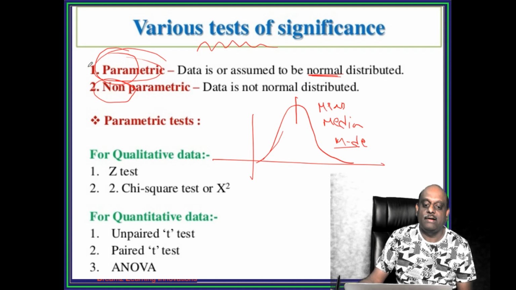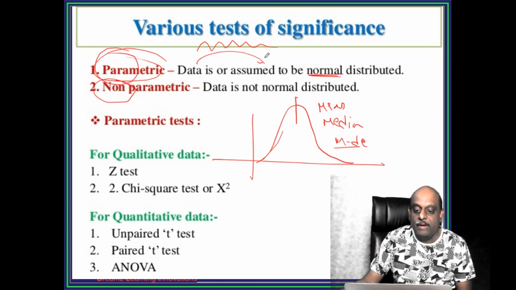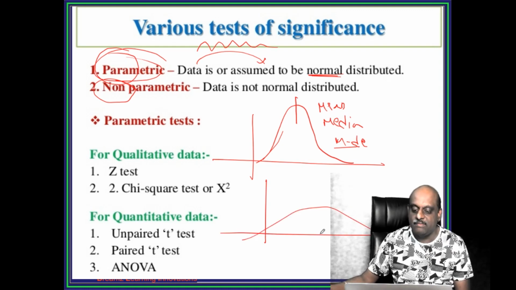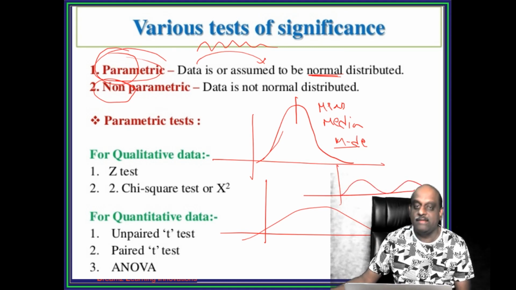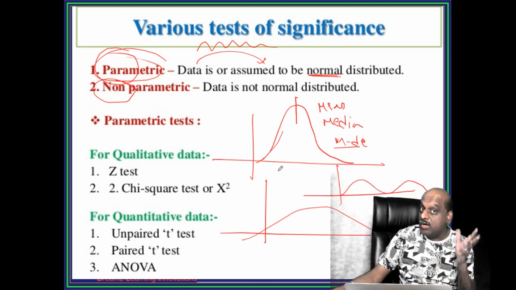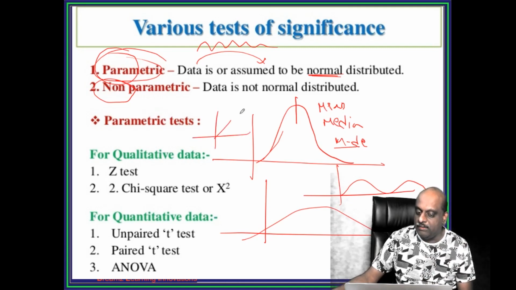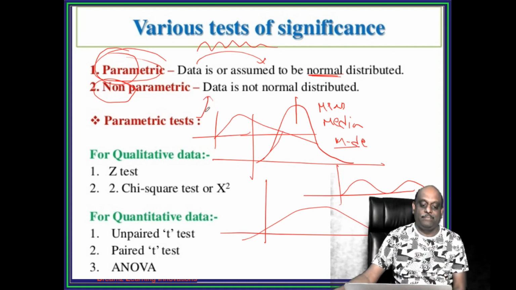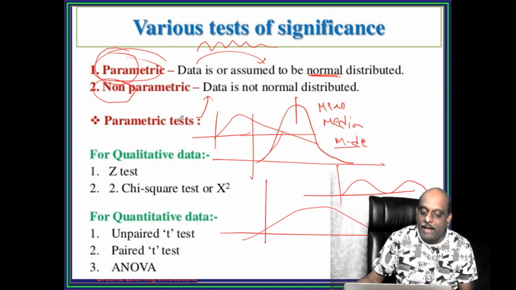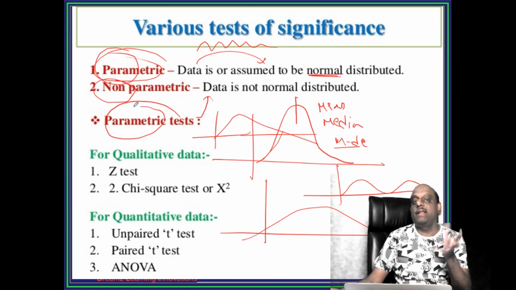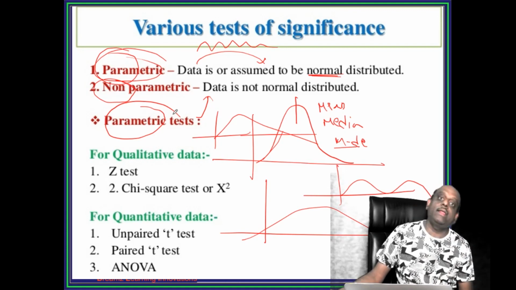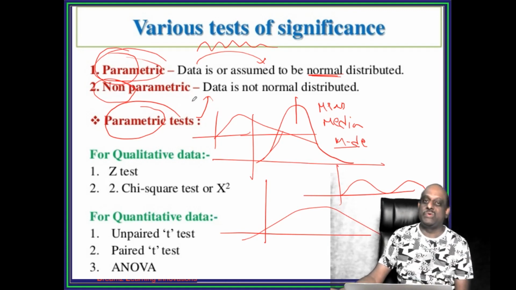Parametric tests are used when data is assumed to be normally distributed. But if the data is something like this, or if the data is something like this, then it is not normally distributed. Or if the data is skewed like this, so that is non-parametric data. Now, whenever parametric tests are used, that is in data which is assumed to be normally distributed, what are the tests of significance which are used?